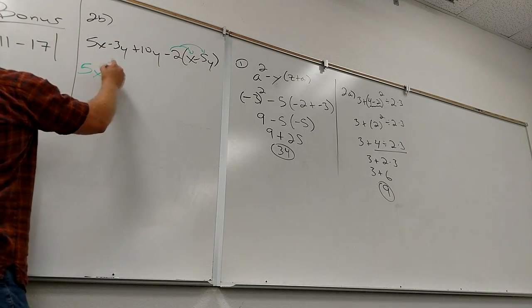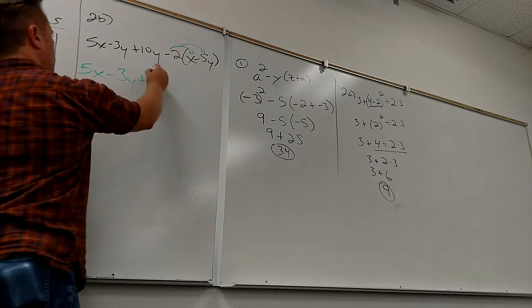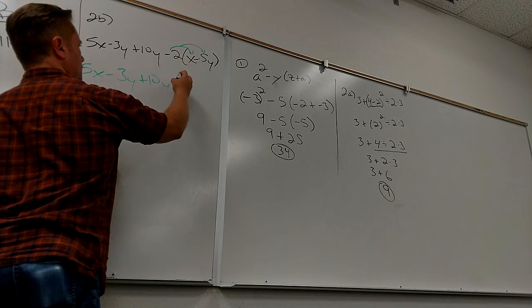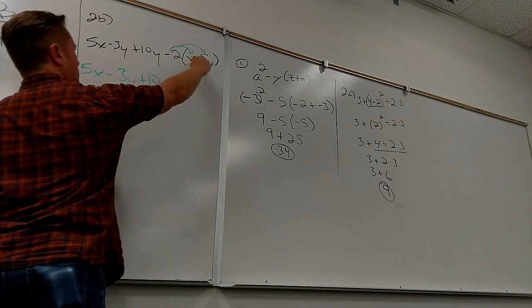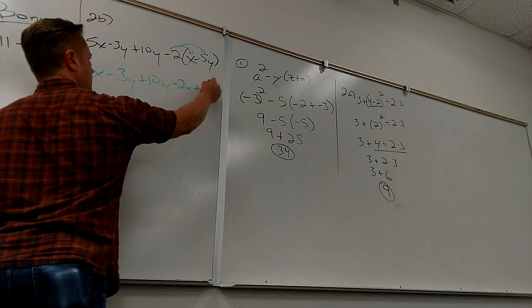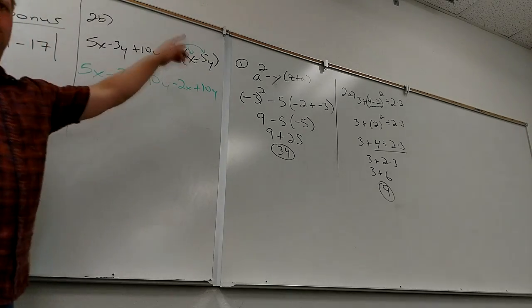Let's see. -2 times x? -2 times -5y? Plus. That's an easy mistake to make.